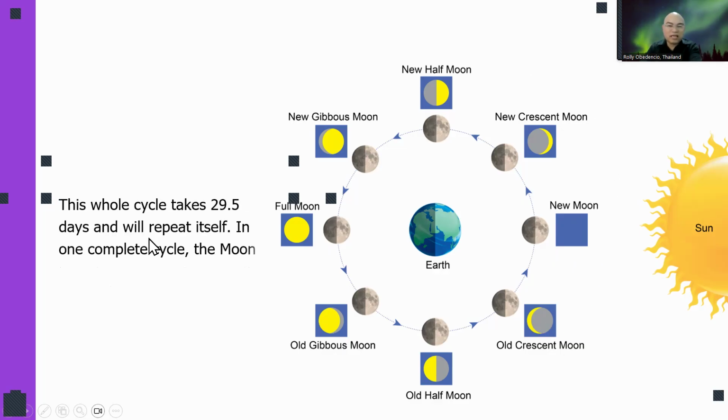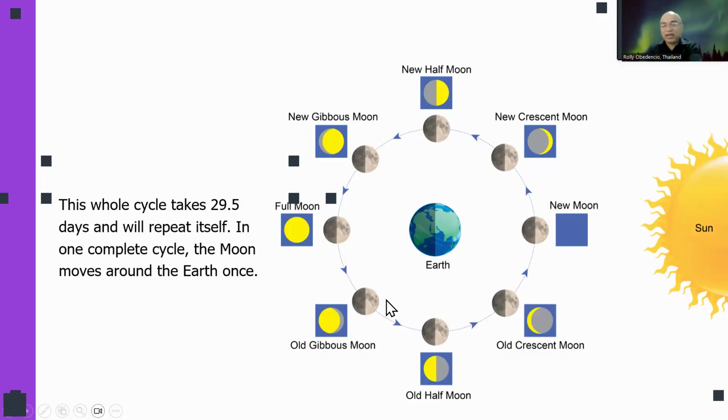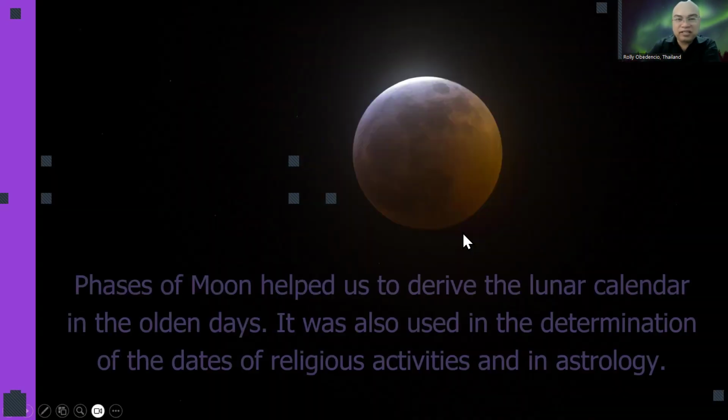This whole cycle takes 29.5 days and will repeat itself. In one complete cycle, the moon revolves or moves around the earth once, and then we call it 1 month. We calculate it into 30 days. We round off the 29.5 into 30 days.